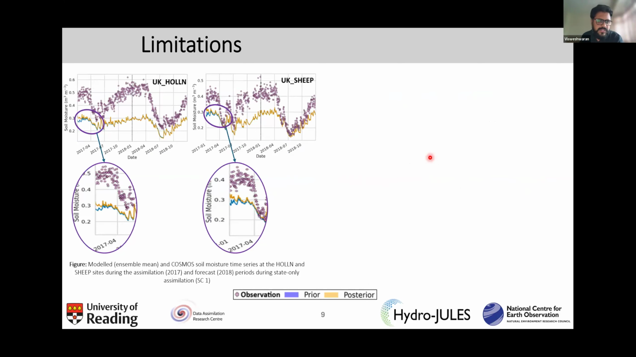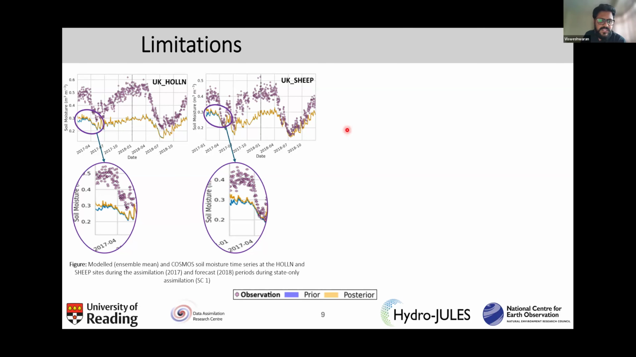However, there was one limitation. When we did the state estimation, or the updating of initial condition, we observed that the effect of the updated initial condition lasted only a few months, up to 3 to 6 months, and after that the posterior values are almost the same as the prior values. Here I'm showing you the soil moisture for two locations, Holland and Sheep.